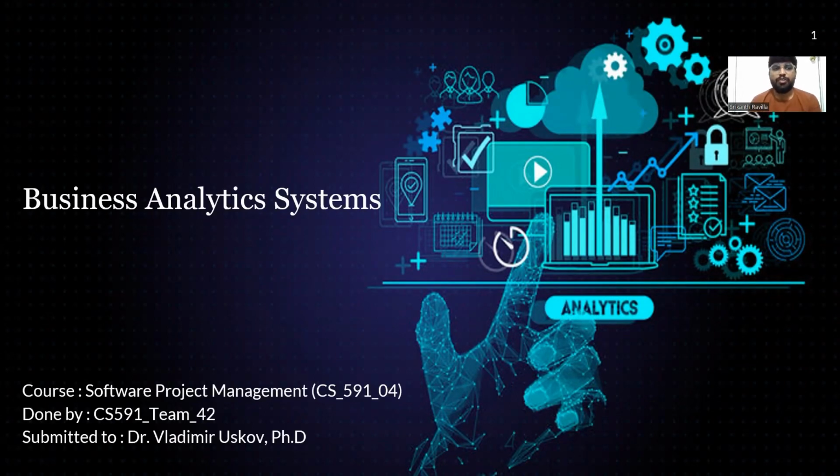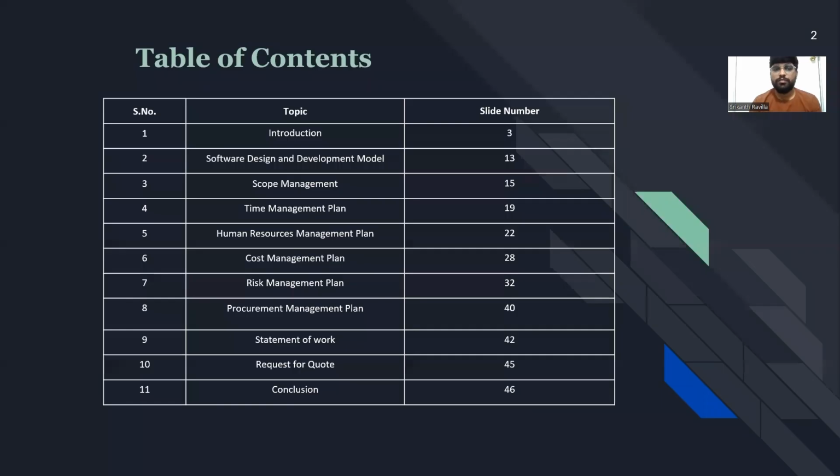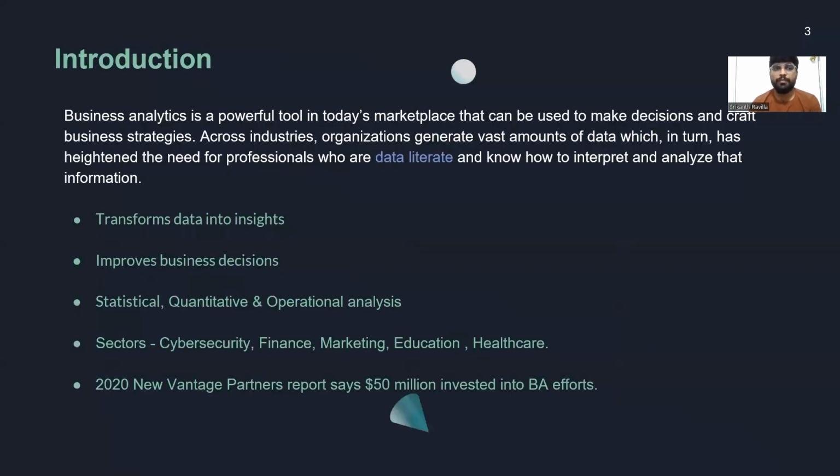Today I will discuss my project, which is Business Analytics Systems. My course is Software Programming Management, course ID 591, section 04, and my team number is 42. Today I will discuss these topics.